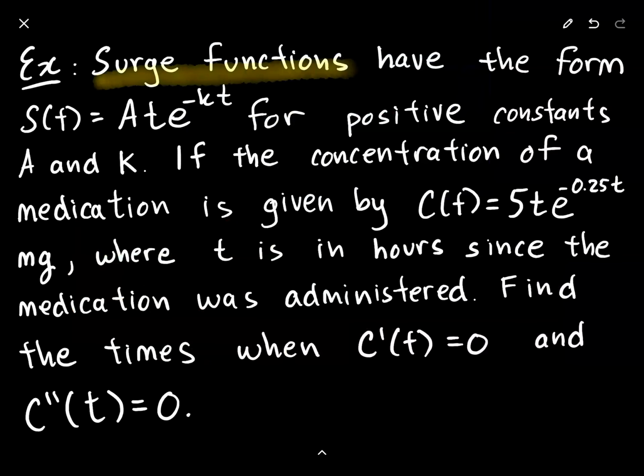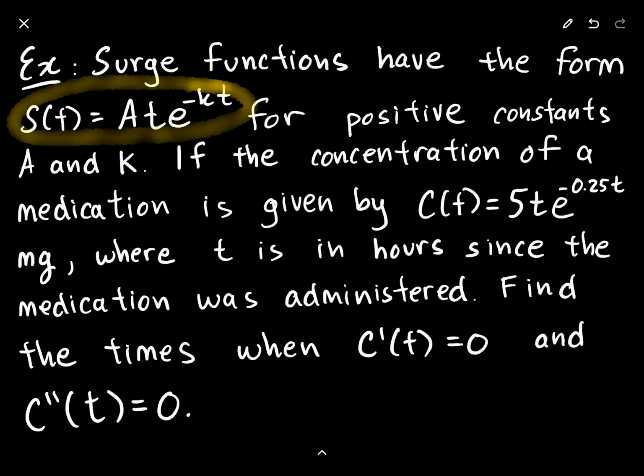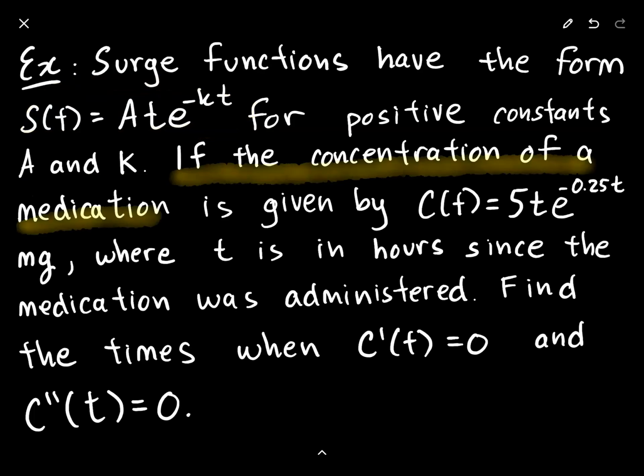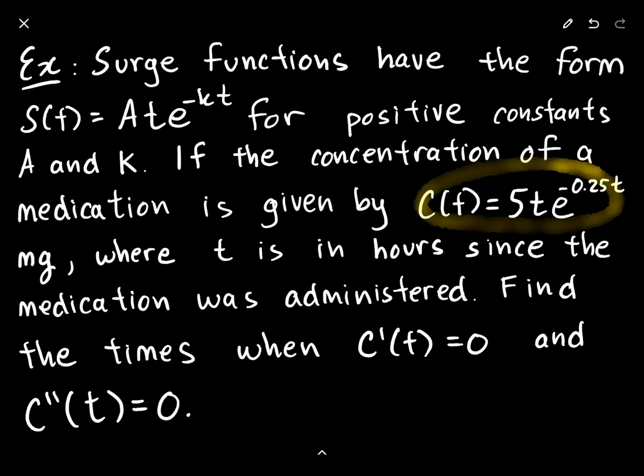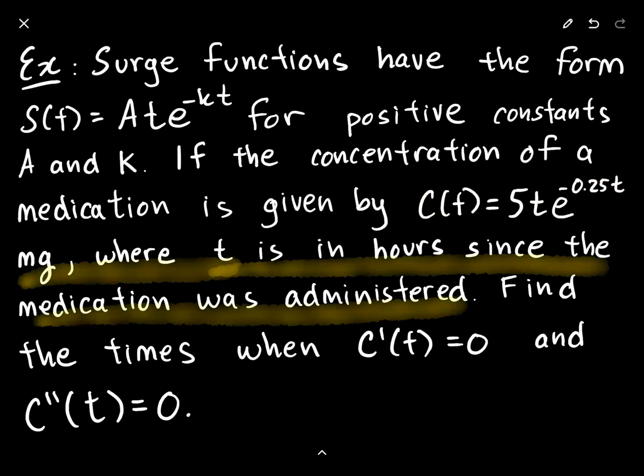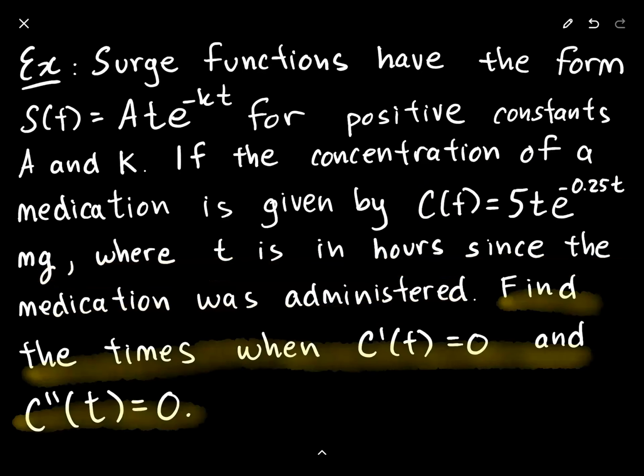Surge functions have the form s(t) = a t e^(-kt) for positive constants a and k. If the concentration of a medication in a patient's bloodstream is given by the surge function c(t) = 5t e^(-0.25t) in milligrams, where t is in hours since the medication was administered, find the times when c'(t) = 0 and c''(t) = 0.